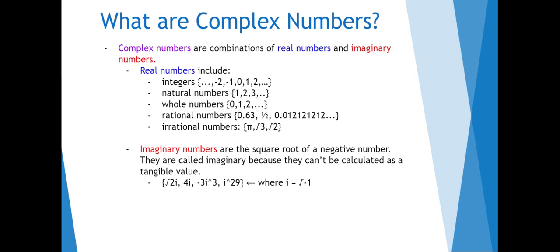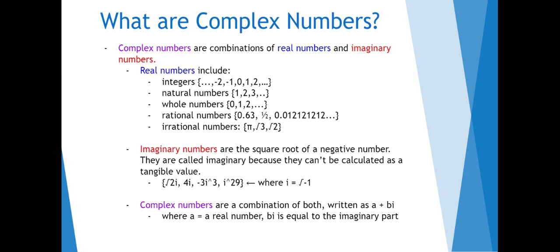So examples would be root 2i, 4i, negative 3i cubed, i to the 29th power, etc., where i is a symbol for the square root of negative 1. Now, complex numbers are basically just a combination of the two, so it's written as a plus bi, where a is the real part and bi is the imaginary part. So now, examples would just be 2 plus 3i, negative 20 plus 75i over 5, negative 4i, etc.